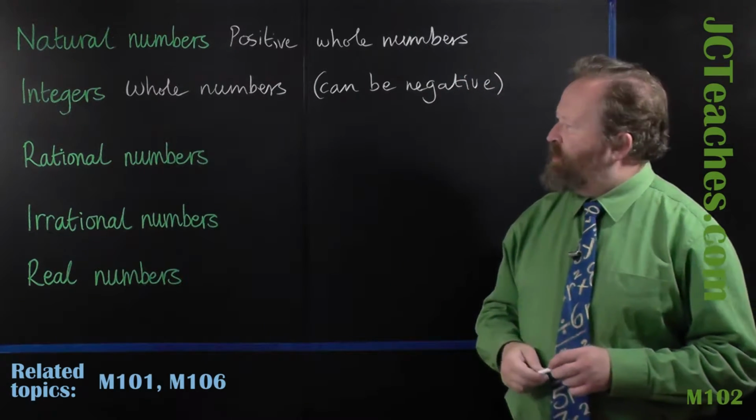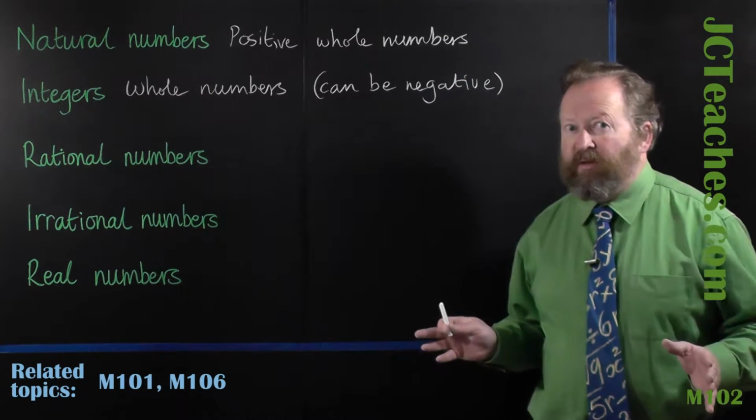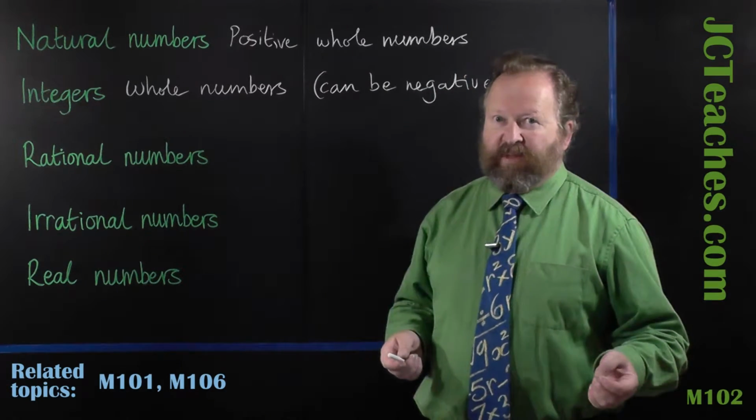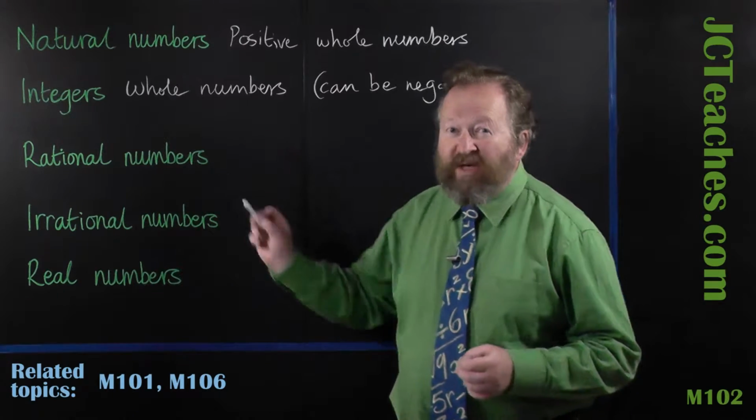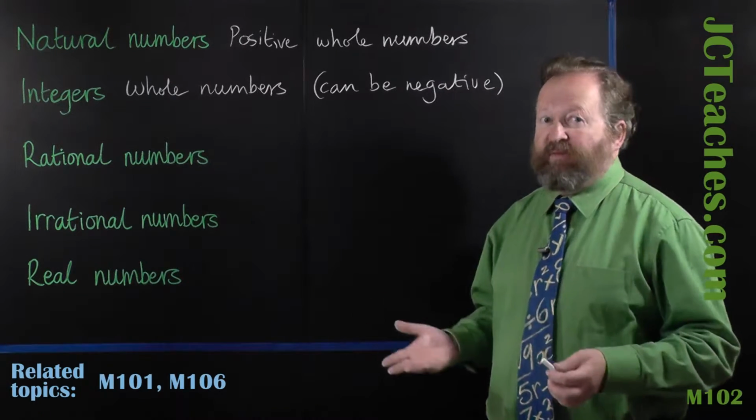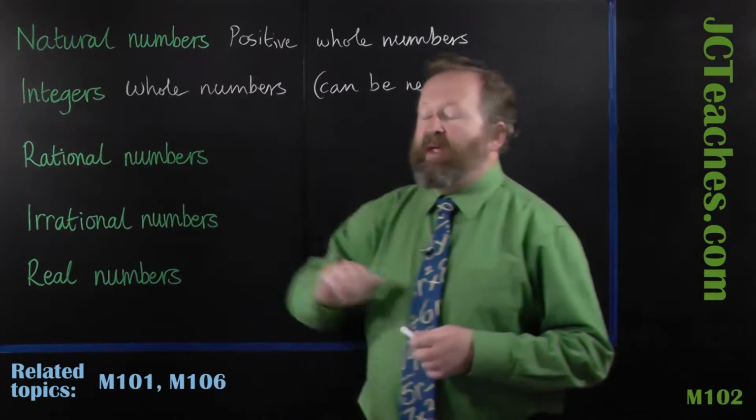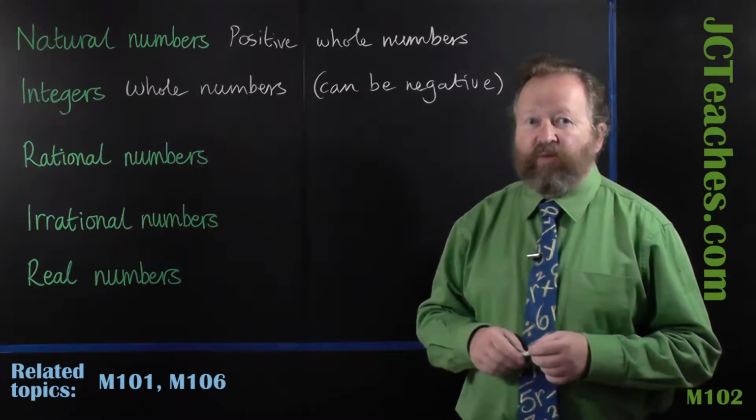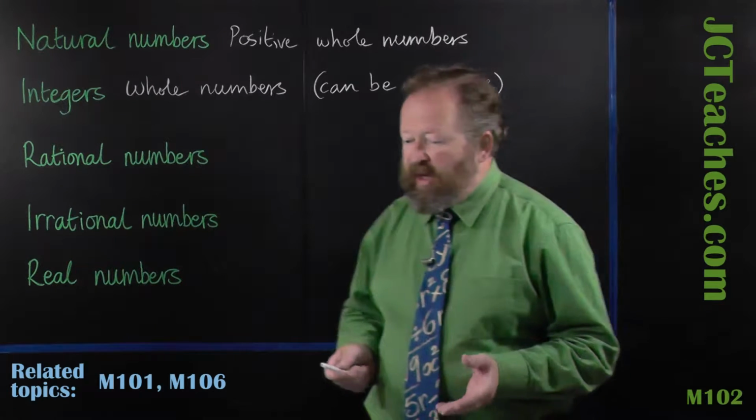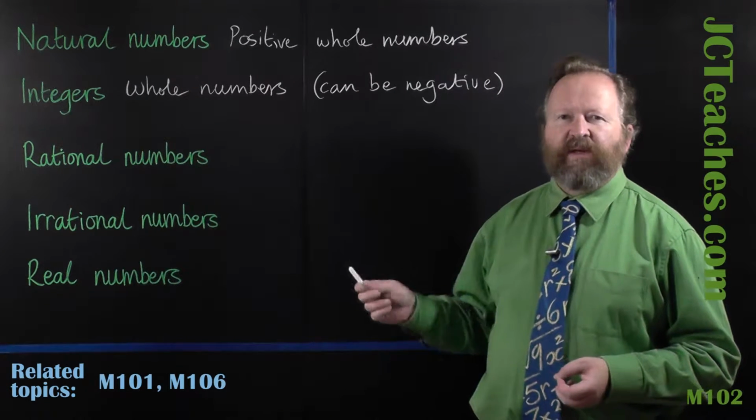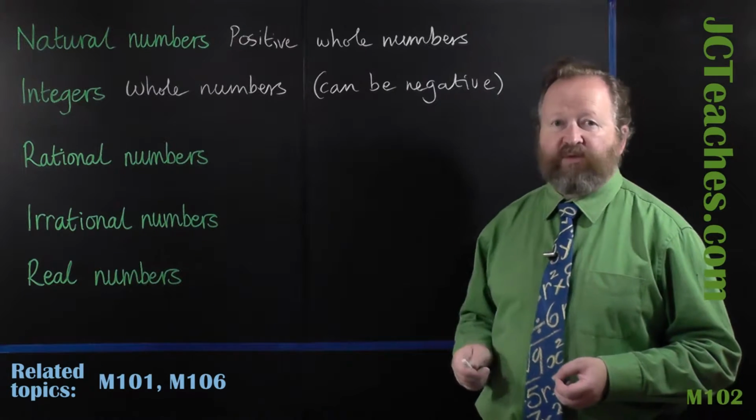Rational numbers, irrational numbers. Sounds a bit odd, doesn't it? I know you can get rational and irrational people. Believe me, I've met some. But rational in this case is not referring to that. It's referring to the first part of the word, ratio. And a rational number is a number which can be expressed as a ratio. Simpler to think of it as a fraction. If you can express the number as a fraction, then it's a rational number.